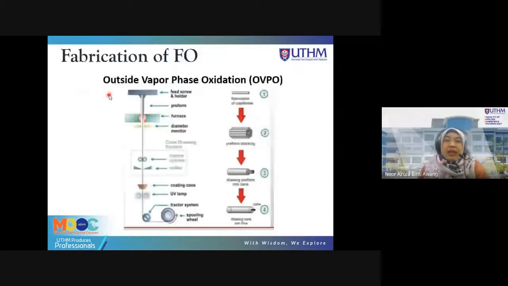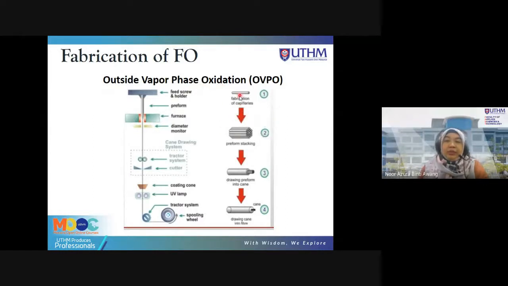So this is how we fabricate the fiber optic. Firstly, this is the famous instrument, not a tool, that can fabricate the fiber optic. It uses outside vapor phase oxidation.